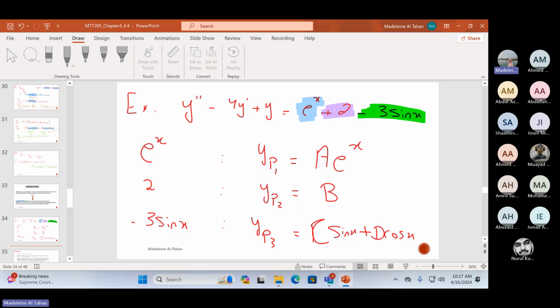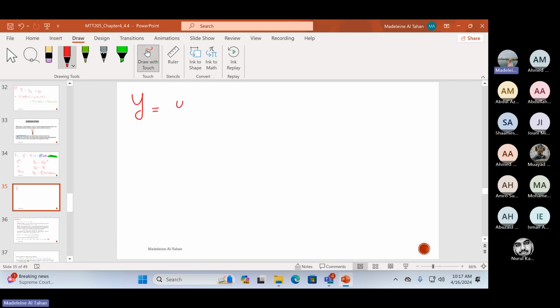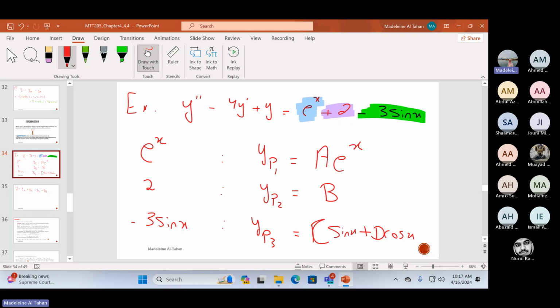Then what's the next step? y will be yh plus yp1 plus yp2 plus yp3. We add them up. Because we changed the options that we have, do we need to check for dependencies? Yes, we will check for dependency as well. But here they are dependent. We will find yh.